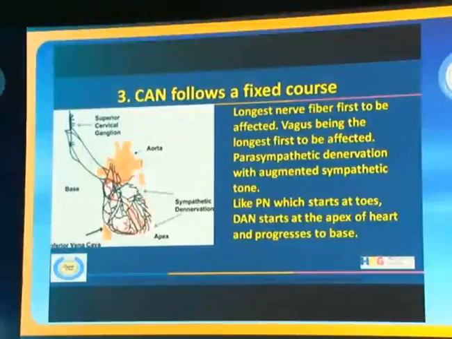Very important, CAN follows a fixed course. Just as we all know, neuropathy always starts in longer nerves, and that's why lower limbs are affected first, then the upper limbs. In the same way, the longer nerves are affected first in the autonomic nervous system, and that's why the vagus is the first to be affected. Similarly, if you look at the heart, the first area affected is the sympathetic portion, which starts at the apex of the heart and progresses to the base. So CAN follows a very, very fixed course.